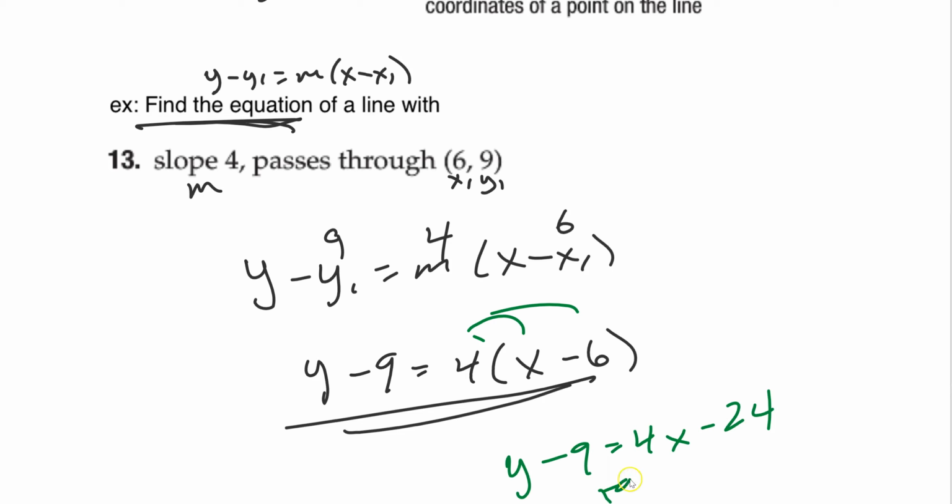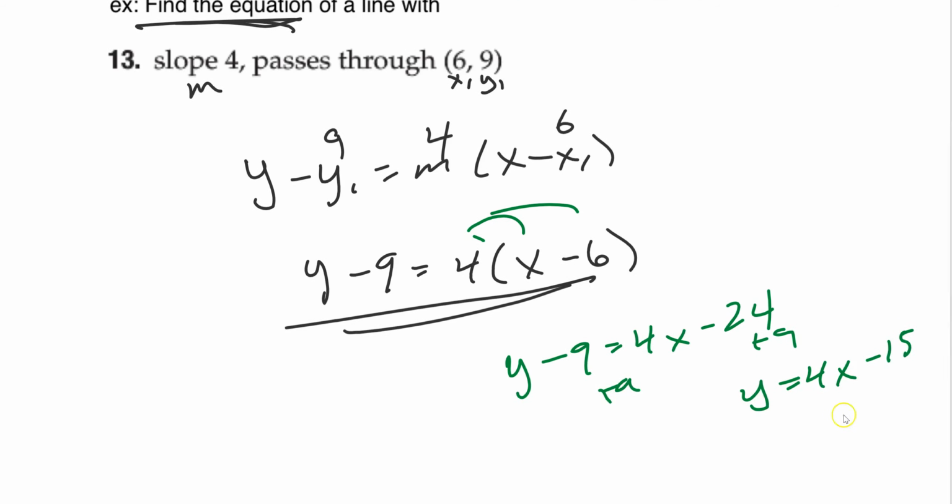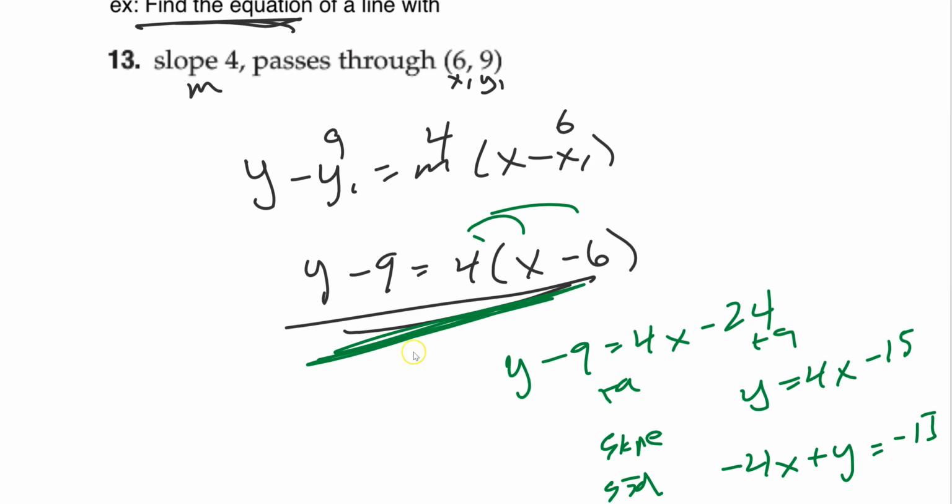And then you have to add 9 on both sides, and you get this. It's 15. And again, if you want it in standard form, just move the 4x over and you get standard form. So that's slope-intercept form, and this is standard form. Right, so standard, this is fine 90% of the time. If they ask for a very specific problem, just simplify, do some math, and get your answer.